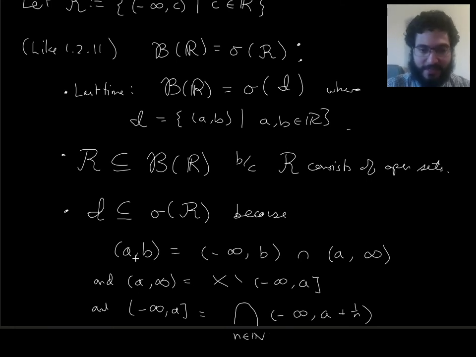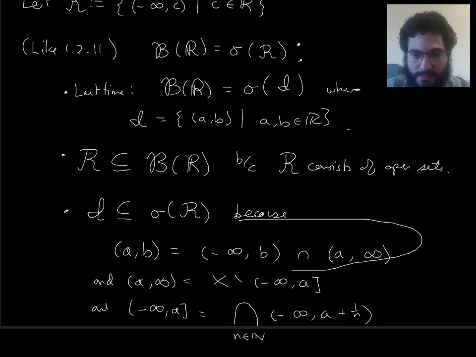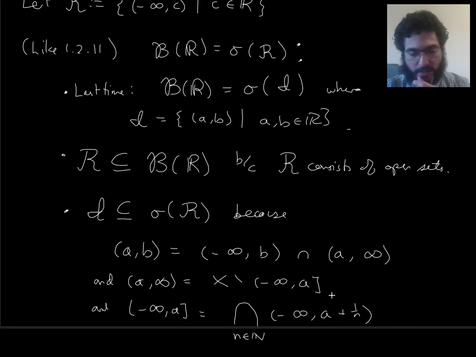So the argument goes like this: take any a and b real numbers, then given one of these, it is going to be an element of script R, which is defined up here. And so the countable intersection of them is going to be in the sigma algebra generated by script R. So is the complement. And so is this intersection of two things, one of which is in script R itself, and the other, which we just argued, is in the sigma algebra it generates.